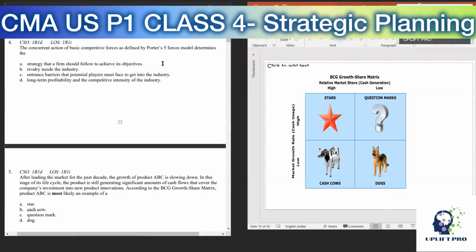Did everyone understand the difference between a star and a cash cow? A star, you are able to expand your market. You are selling, but you are plowing back all of that to sell more. You're getting high sales, but a lot of that money is being plowed back to get still higher sales because the market is still expanding. You can still sell more. From 100, you can sell 150.